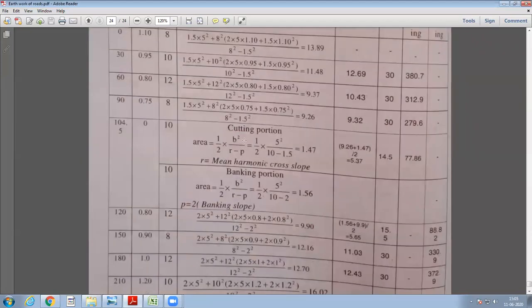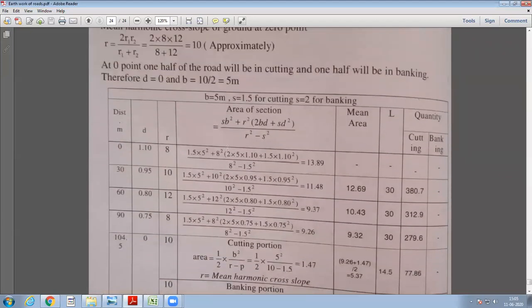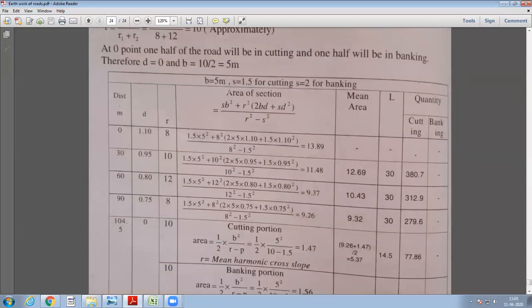Okay, now cutting, we'll see. Now this column should be the area of the section, that is the same formula. When there is full cutting and full banking, whatever the formula we have learned, (sd square plus r square) into 2bd plus sd square by r square minus s square, same formula we are going to use. And next is the mean area column, L column, and quantity.